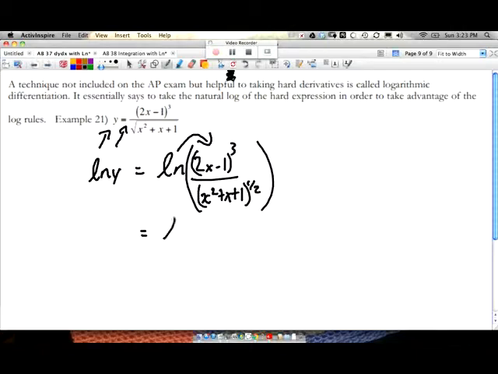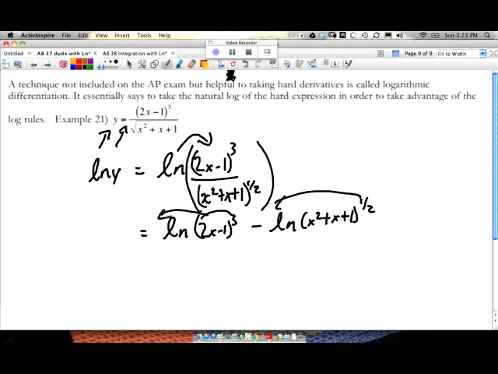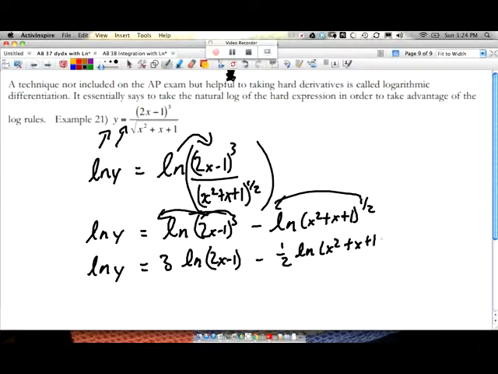Well, if we start with, how about the quotient, then we'd have natural log of 2x minus 1 to the third power minus natural log of x squared plus x plus 1 to the 1/2 power. Now we can drop these powers out front. And of course this is equal to natural log of y. So one more step of simplifying here, we'd have 3 natural log of 2x minus 1 minus 1/2 natural log of x squared plus x plus 1.